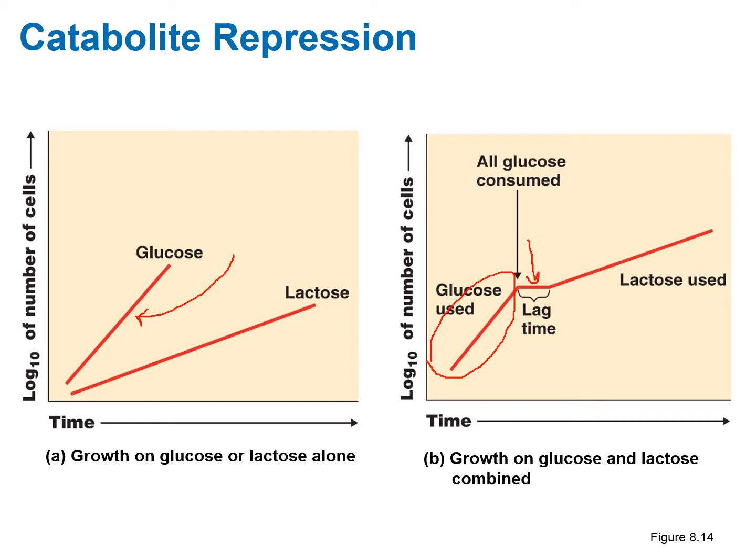So we see that happen, and then we see the cells start metabolizing lactose because the growth curve starts to take on the slope that we see with lactose. So they use up the glucose first, then they make adjustments so that they can use lactose. And one thing that I hope you'll remember is that there are many, many bacteria that prefer to use glucose over other carbohydrates for energy.